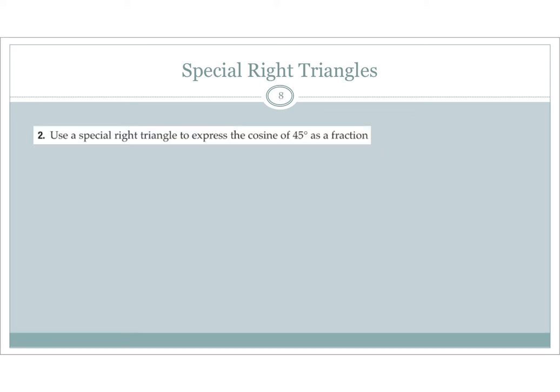All right, here we go. What I want you to do is use special right triangles to express the cosine of 45 as a fraction. So what I want you to do is draw the 45, 45, 90 triangle, label the sides according to the tic-tac-toe board, and then use trig. So there's a few steps involved. When the video pauses, draw your triangle. When it plays again, you'll see my triangle just so you can get the setup right, and then do your trig function.